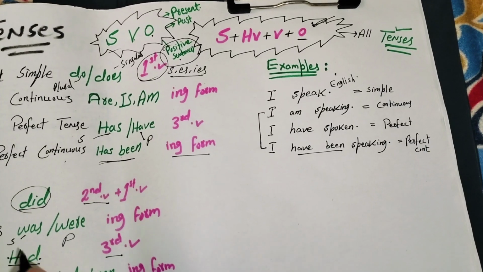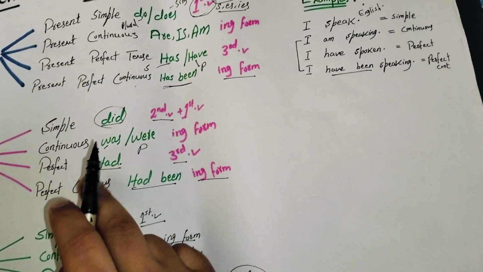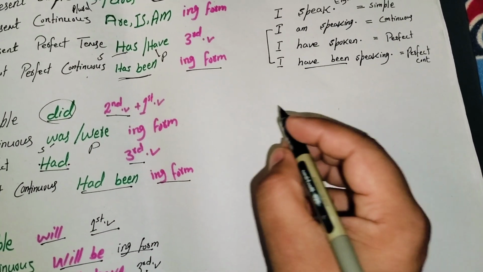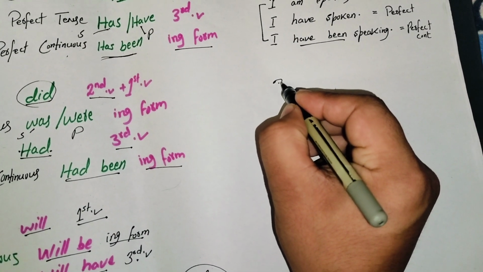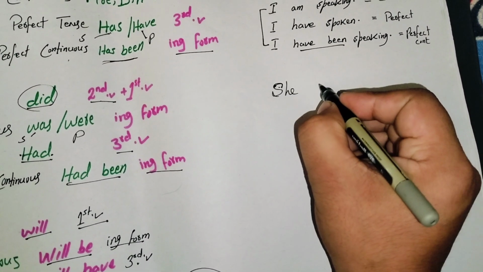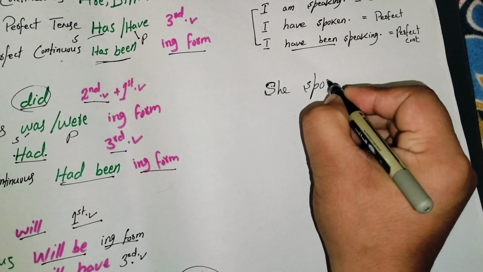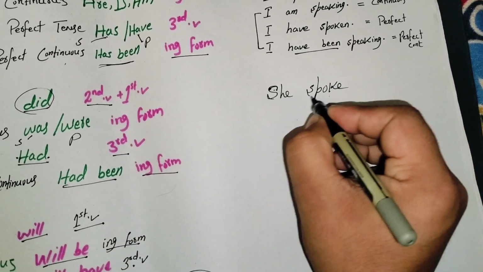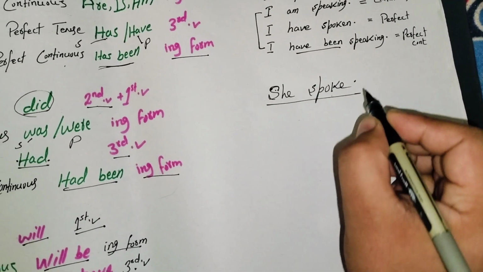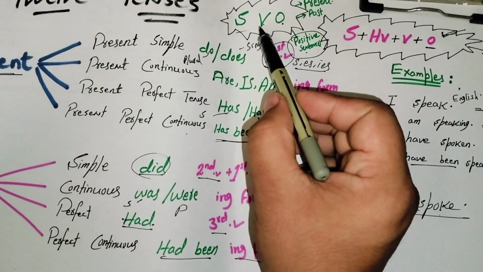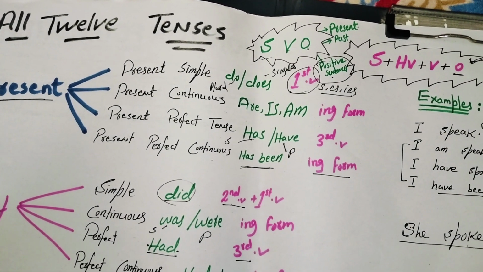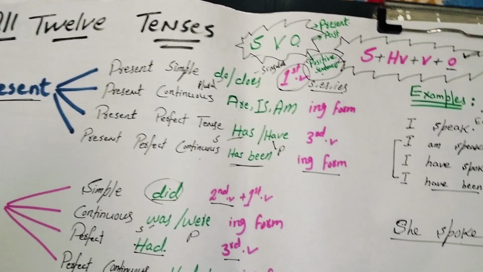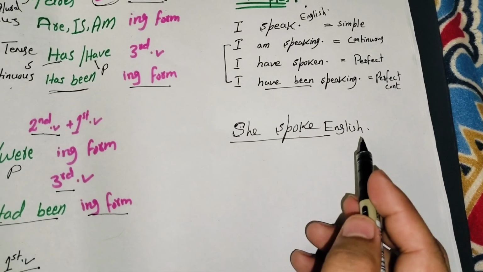So after this one, now we are going to make sentences of the past indefinite. As you can see there, let's make she now. She spoke. Okay, now this is a simple sentence. I use this formula SVO. I spoke English. Let's make objects. I spoke English. Okay, like she spoke English.